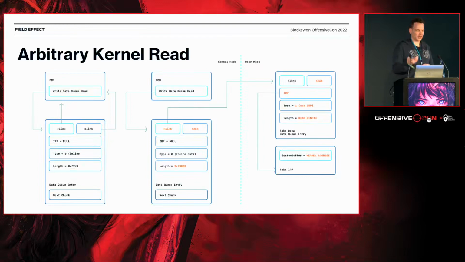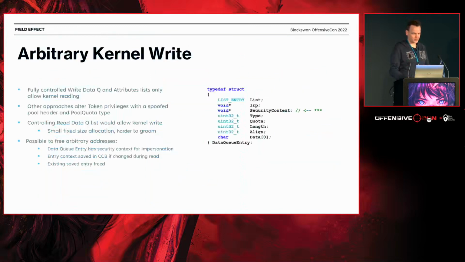This gives us an ASLR bypass, because it lets us know where the chunk is in memory. And once we have the fully controlled one in user mode, we can just change the values to get an arbitrary read of an arbitrary length, and change it as we need to, to do as much reading as we want.